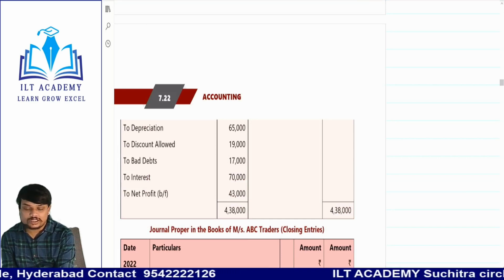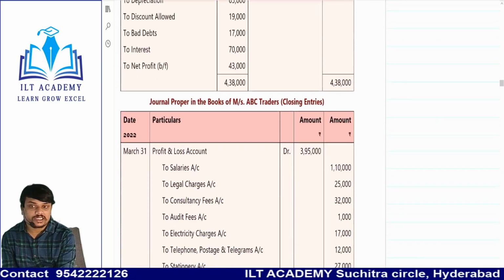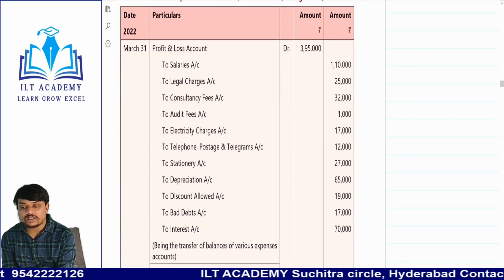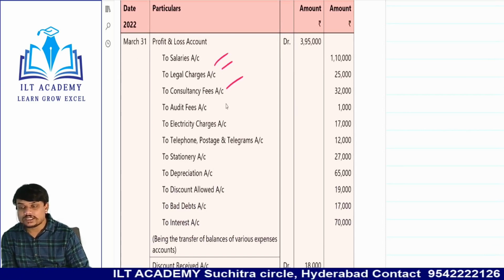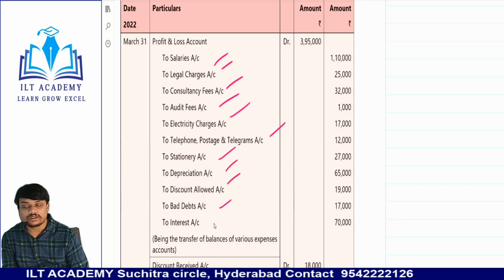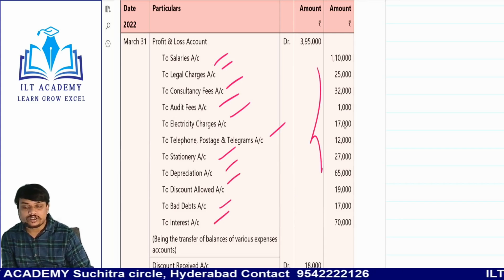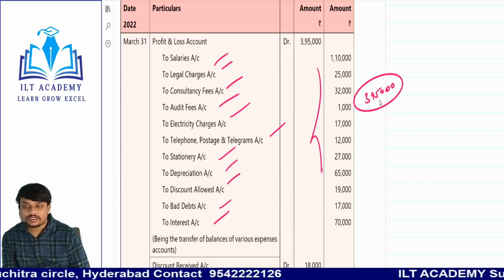Now this is the general journal in the books of ABC Traders. What entries are we going to pass in the general journal? Now P&L account debit to all expenses whatever you have incurred: salaries, legal charges, consultancy fees, audit fees, electricity charges, telephone, stationery, depreciation, discount allowed, bad debts and interest. These all are going to amount to 3,95,000, which are debit side entries.